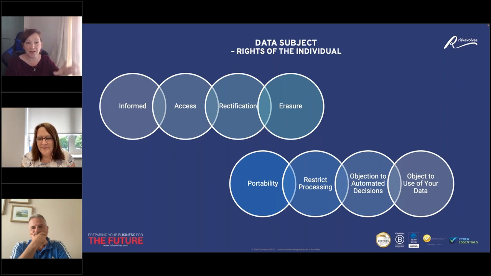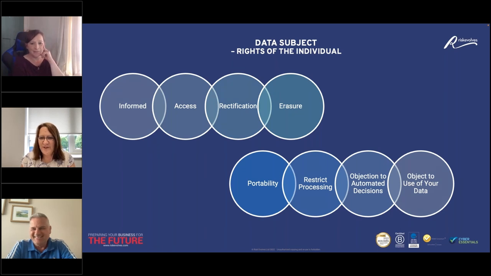So we've got a right to object and say, I'm not happy with that decision, please have that reviewed by a human. And then we've also got the right to object to the use of our data. This is often around the use of marketing. We've got the right to say, I object, please stop doing that. Wow, there's a whistle stop tour.